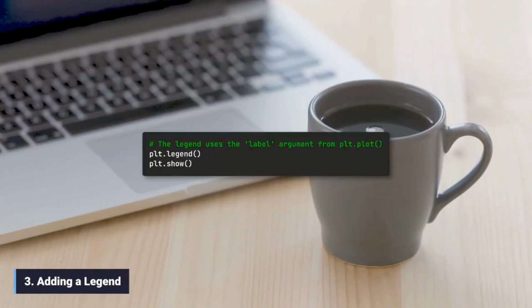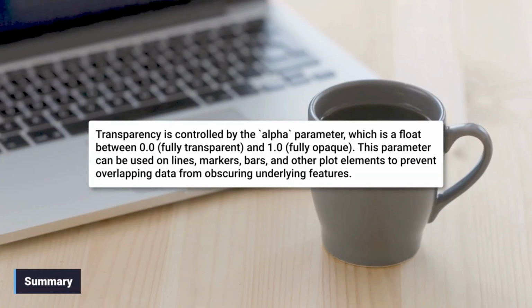3. Adding a legend. Since we used the label argument in our plot calls, we can easily generate a legend using plt.legend. The legend shows the color and style of each line and its corresponding label, which is essential for identifying which transparent line is which. Running this code now shows the final visualization. To summarize, the alpha argument is key for clarifying plots with high data density or many overlapping series.